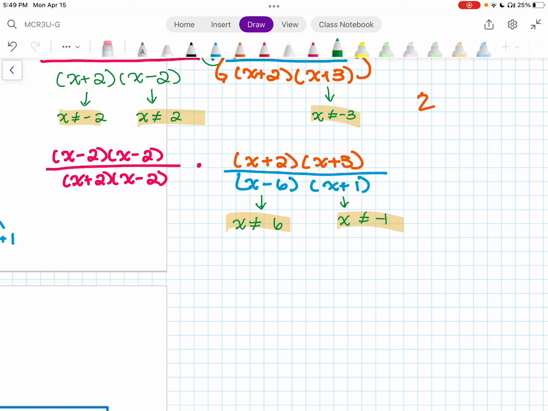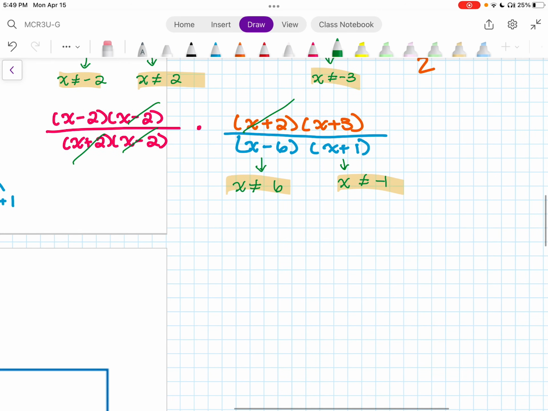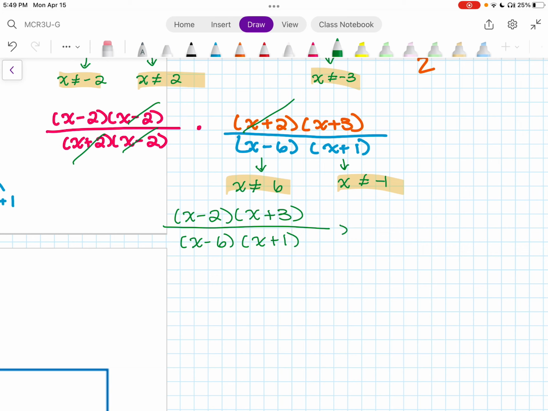Okay, now I can go ahead and start crossing things out. So I can cross this plus 2 over here. This I can cross out over here, and that's really all I can cross out. So I'm left with x minus 2, x plus 3 at the top, and at the bottom I'm left with x minus 6, x plus 1, and my restrictions, I'm going to go state all of them.